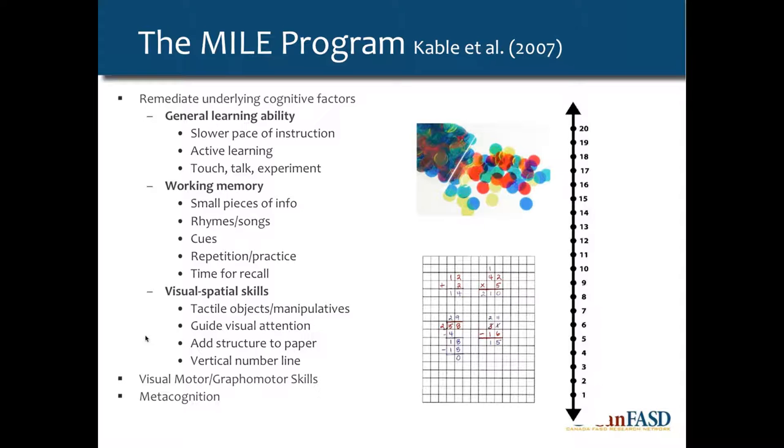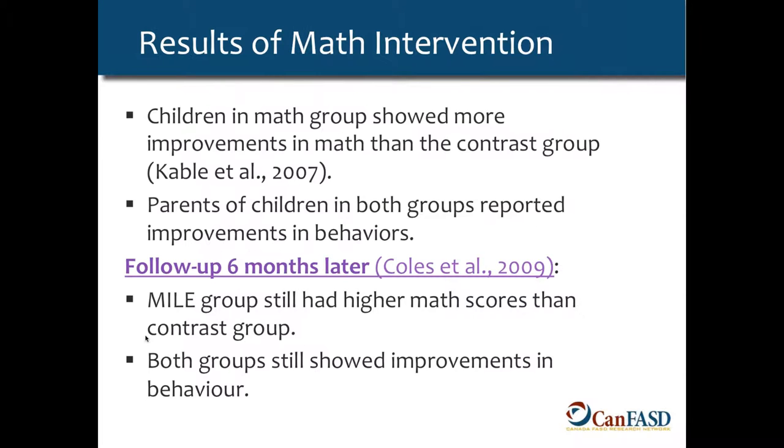So guiding visual attention, adding structure to paper, using a vertical number line. And then they also assisted with their visual motor and graphomotor skills, which actually is helping the children in writing the numbers and placement and whatnot. And then in metacognition, helping the children identify what they were doing to do the problems and what strategies they were using. So this is really the one-on-one tutoring, and each tutoring session is unique in that it is designed to the areas of need for each child.